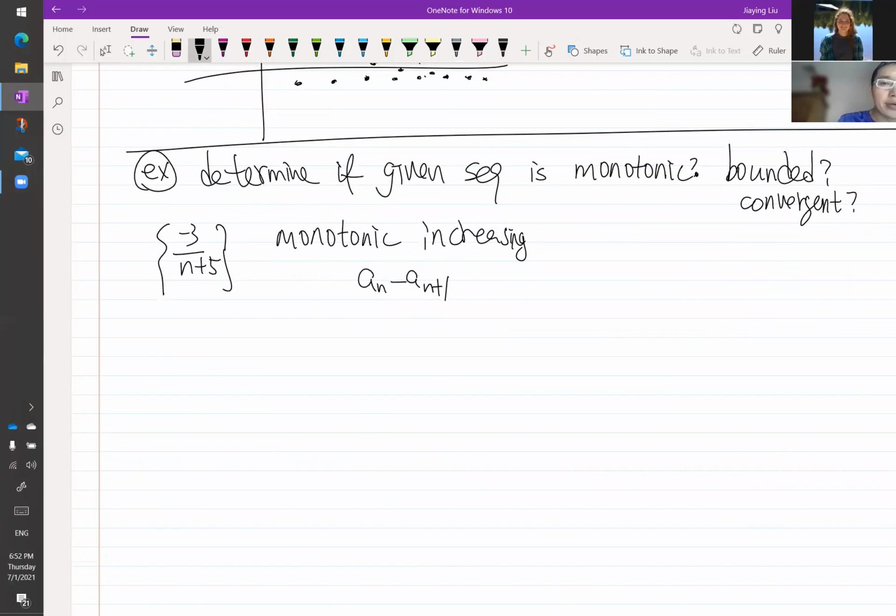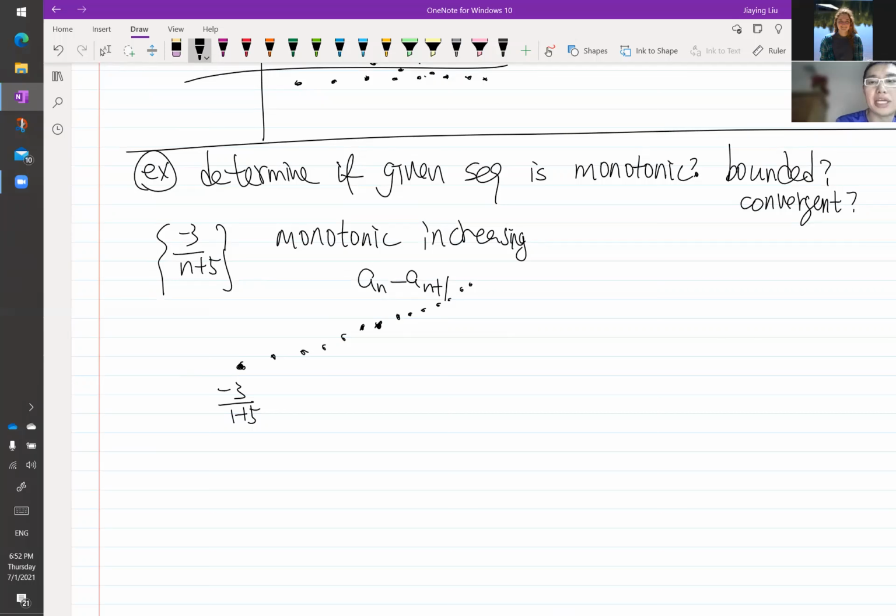So for this one, the value is increasing. But is this bounded? Is there a lowest value and a highest value that all elements will fit between? Well, if it's always increasing, that means the first element will be the lowest value. So the lowest value is going to be -3/1 + 5. That's the lowest. What about the highest value? Do the values approach some limit eventually?